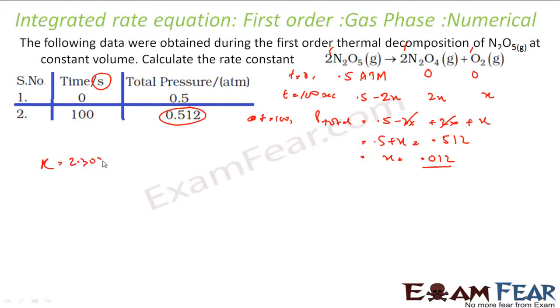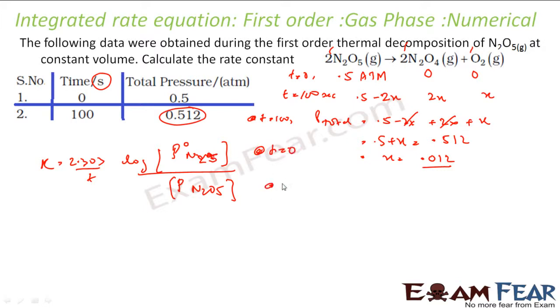k is nothing but 2.303 by t log of the initial concentration of N2O5, that is P naught of N2O5, and then the final concentration of N2O5, which is the pressure of N2O5. Correct? This is initial and this is final. Generally we use a naught by a. Here I am using P naught by P, just to be more explicit. This is at t = 0, and this is at t = 100 seconds.